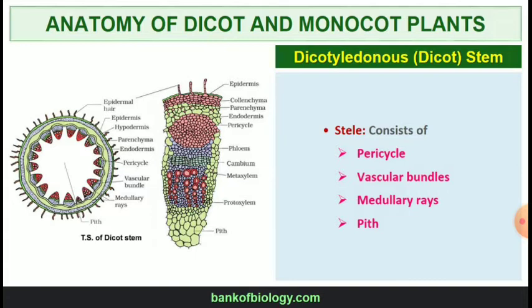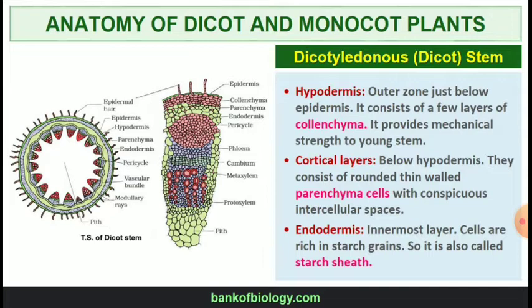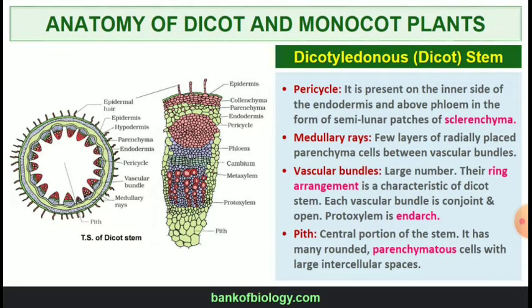Coming to the stem stele, here we can see it consists of pericycle, vascular bundles, medullary rays and pith. So first one, the pericycle. Pericycle is present on the inner side of the endodermis and above the phloem in the form of semilunar patches of sclerenchyma. Medullary rays are a few layers of radially placed parenchyma cells between vascular bundles.